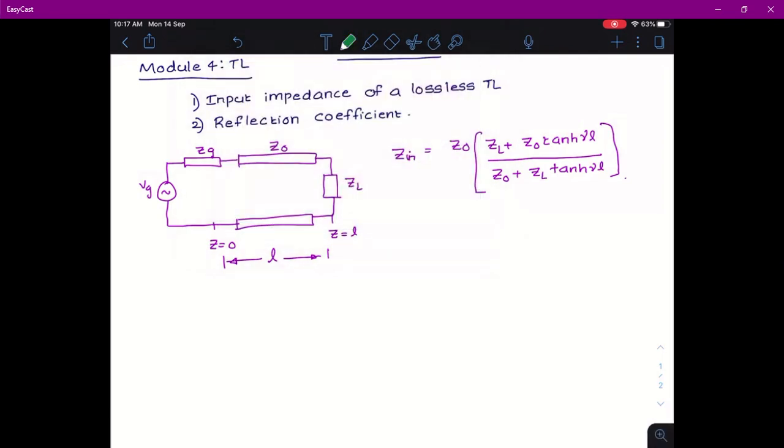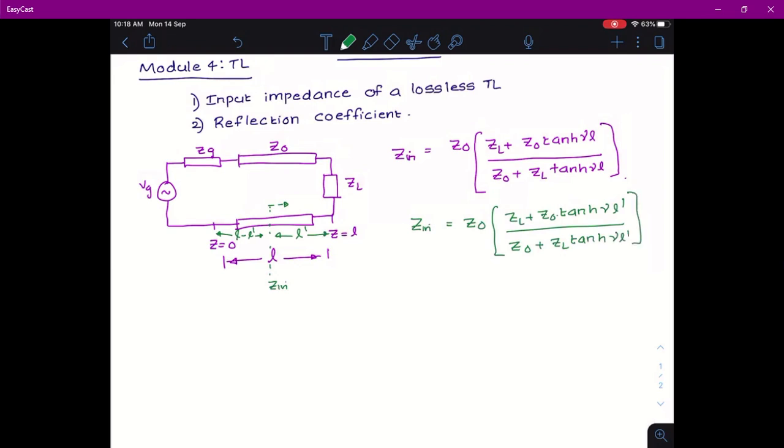And we also saw through an assignment that if you measure Zin at a distance of L dash from the load, which means it is at a distance of L minus L dash from the generator, then Zin is equal to Z0 into (ZL plus Z0 tanh gamma L dash) by (Z0 plus ZL tanh gamma L dash). Okay. So this we have seen in the last class.